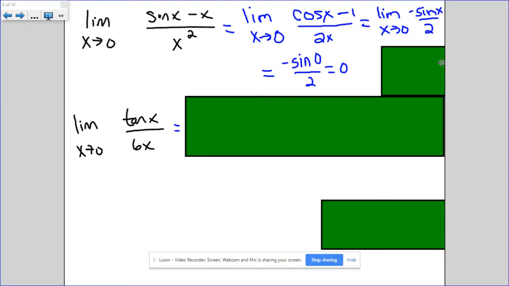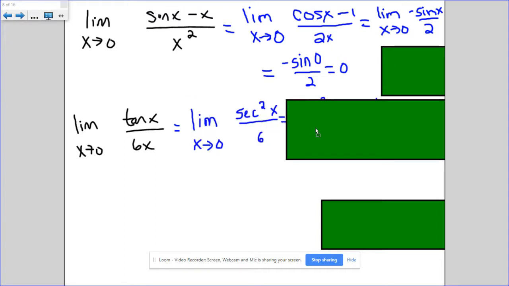The limit as x approaches 0 of tangent x over 6x. Plug in 0, tangent of 0 is 0, 6 times 0 is 0. So it is an indeterminate form, 0 over 0. We take the derivative of the top, secant squared x, over the derivative of the bottom, which is 6.